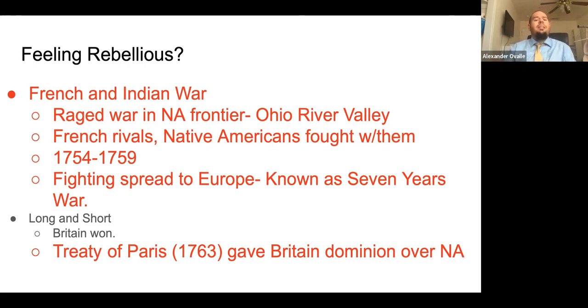So the war raged from 1754 to 1759. This fighting was also simultaneously going on in Europe. It's known as the Seven Years' War. The long and short of it, Britain eventually wins. The Treaty of Paris, signed in 1763, gives Britain dominion over North America. So now the Spanish are pushed to the side. The land that the French had was now owned by the British.